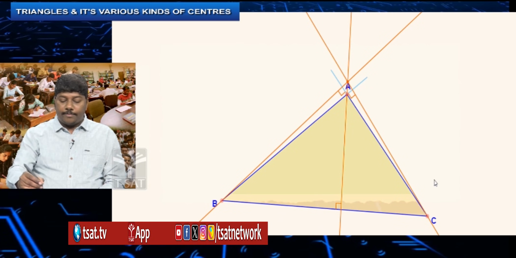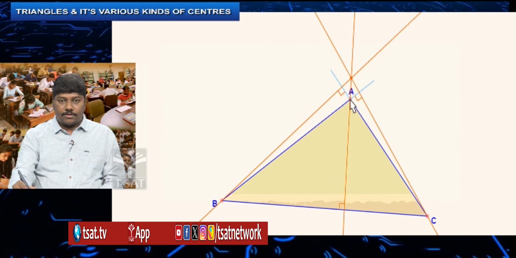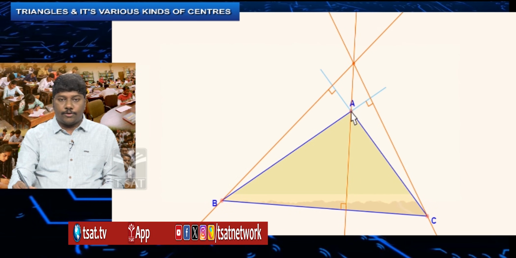Now we look at orthocenters. The orthocenter is actually the intersection point of perpendiculars, as you see in the figure. Look at the perpendiculars here. If it is an obtuse angle triangle, the orthocenter stays outside.